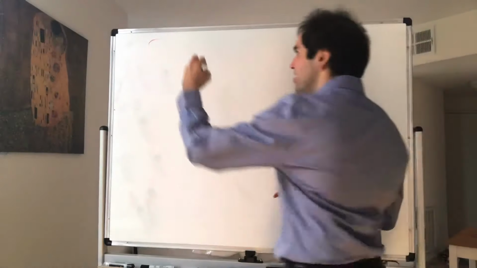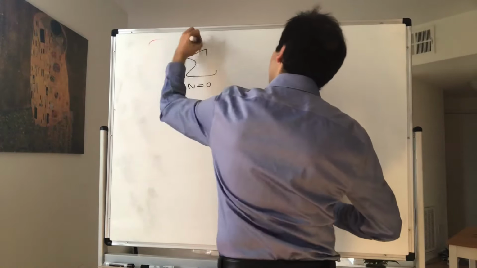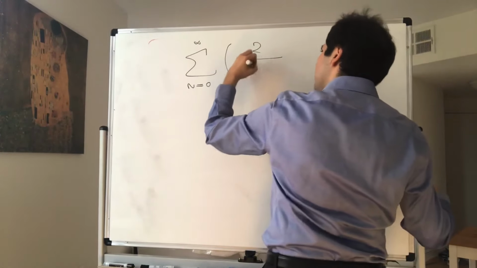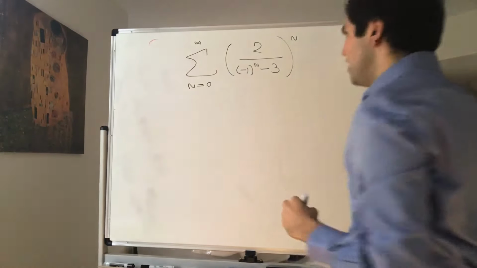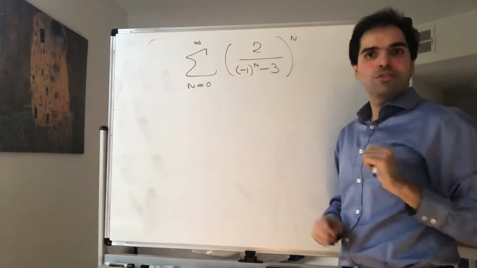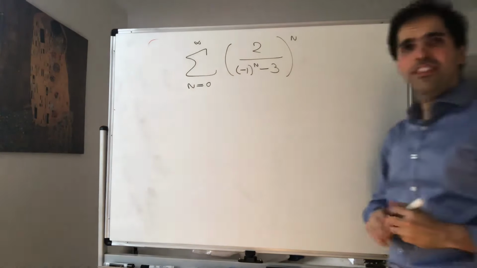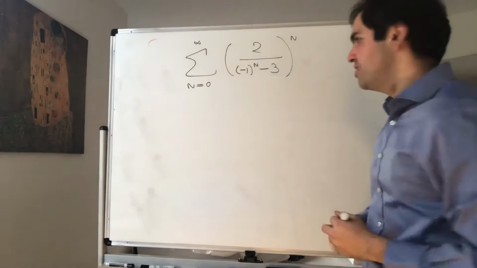For this, look at the sequence itself: the sum from 0 to infinity of (2 over (-1)^n - 3)^n. And by the way, the ratio test also doesn't apply. It's also inconclusive. So we have to think about something different. But let's just plot a couple of values of this sequence.